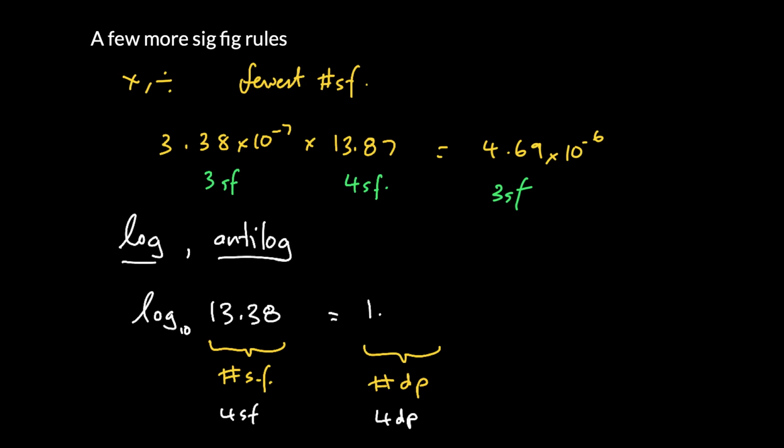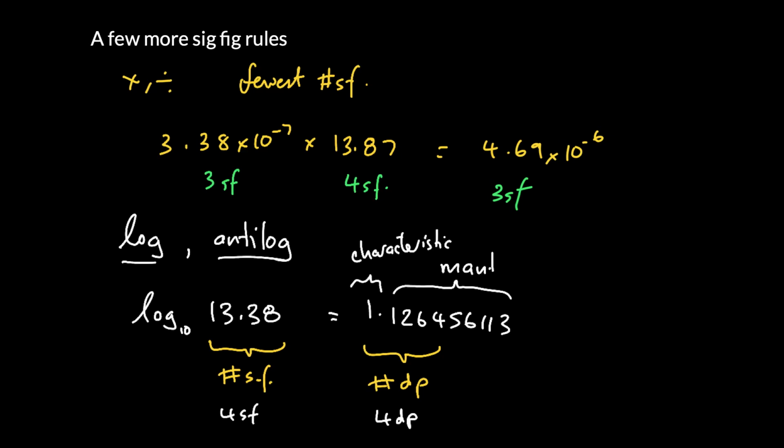So we get 1.126456113. And we need to round some off here. This, by the way, is called the characteristic, and the digits after the decimal point are called the mantissa. So we can just round this to 4 digits: 1.1264, and then we're removing the 5.